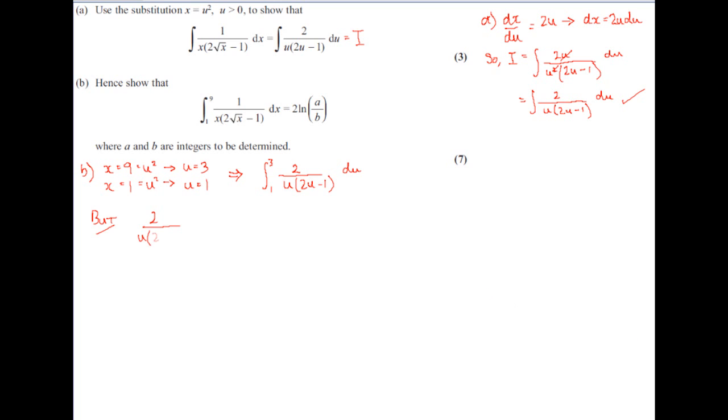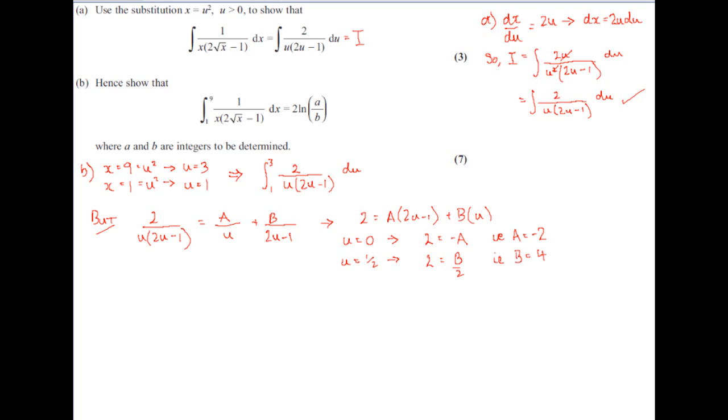So we need to partial fraction this, and once we've converted 2 over u into 2u minus 1 into separate fractions, partial fractions, then we can integrate what's left. So there's my partial fraction setup, and doing the algebra I find that A is equal to minus 2 and B is equal to 4. And so my integral is now 1 to 3 of minus 2 over u plus 4 over 2u minus 1 du. And each one of these will now integrate to give me a log.